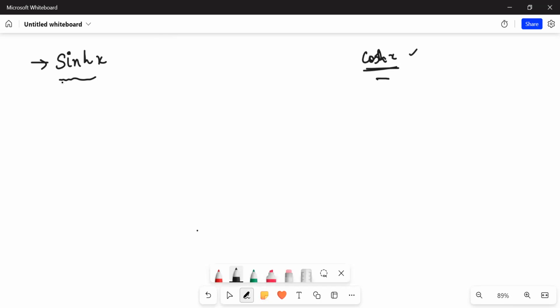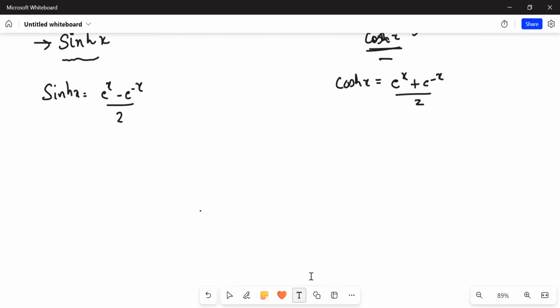Okay, so if I have to write what is sine hyperbolic x, it is simply e raised to the power x minus e raised to the power minus x divided by 2. And what is cos hyperbolic x? It is equal to e raised to the power x plus e raised to the power minus x divided by 2. Okay, so now let us make the graph of it. So first let us make the graph of sine hyperbolic x. How would you do that? Just give me a time. I think I can do something.